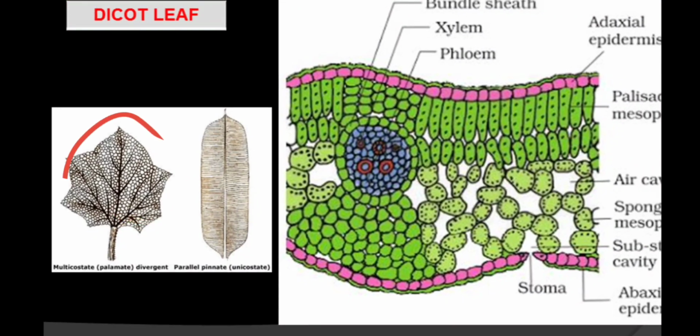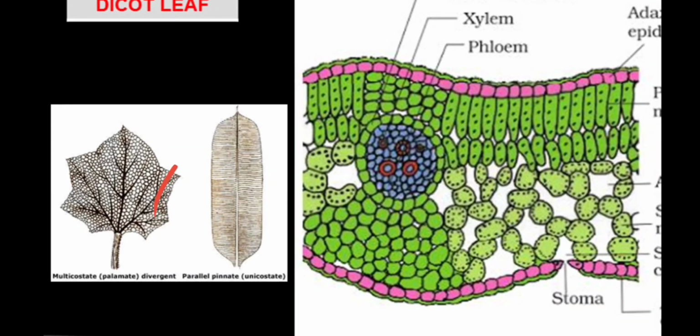Now if you cut the section of the dicot leaf, you will see this type of arrangement of cells. The size of the vascular bundle depends on where you have taken the section. If you cut the section through the midrib, you will get a larger vascular bundle. If you cut the section through the side of the leaf, you will get a smaller vascular bundle, because these are the smaller veins. It depends on where you have taken the section.